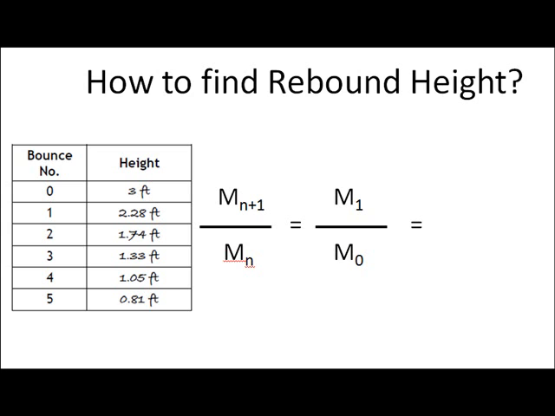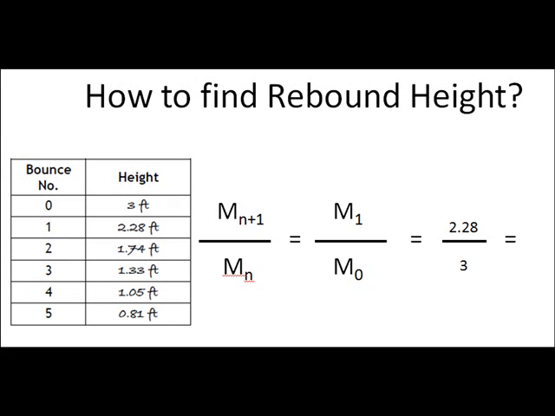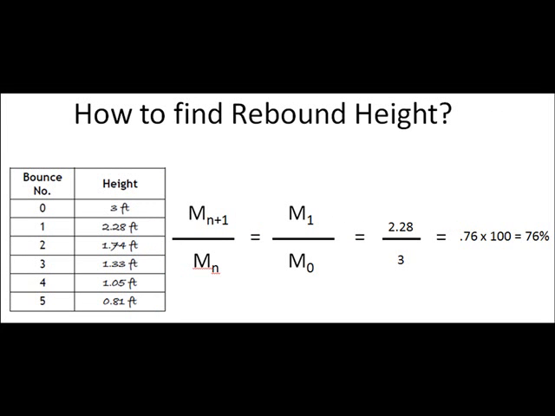So let's use this now to figure out what the rebound percentage is of this ball. I'm going to take 2.28 and divide it by 3, and when I do that, I'll end up with a rebound percentage of 0.76. Now I'll multiply by 100 so I can get the percentage. It's going to be 76%. Now I know what the rebound percentage is.